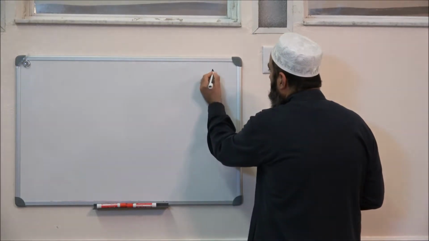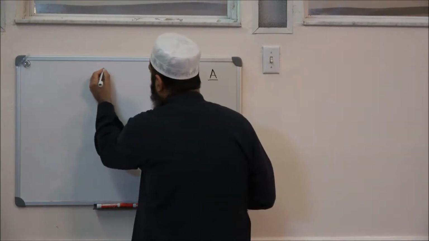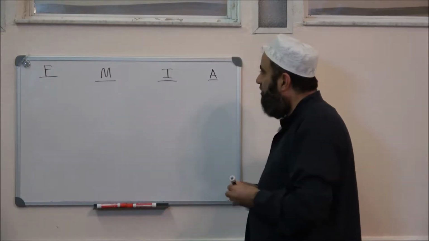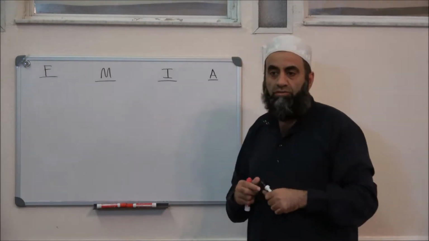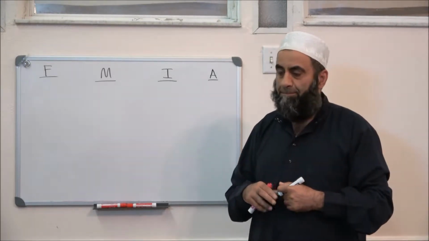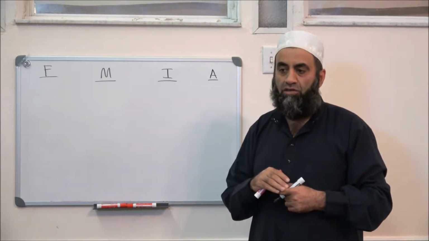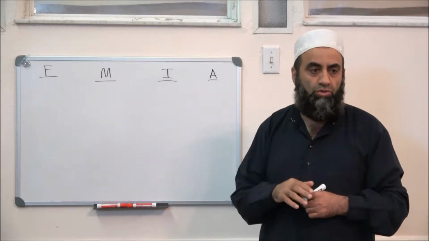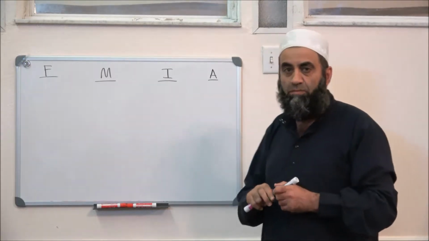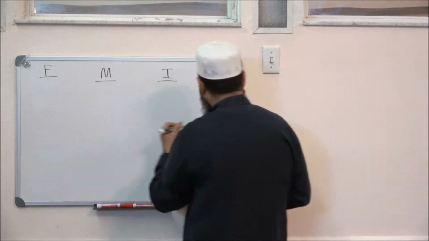This is the standalone, initial, middle and final. Thus far we have introduced the letters Ba, Ta, Tha, Jim, Ha, Kha, Dal, Dal, Ra and Za. We also introduced the 3 long vowels and the 3 short vowels. So this is our bank. Just quick review over here. Let me put it here.